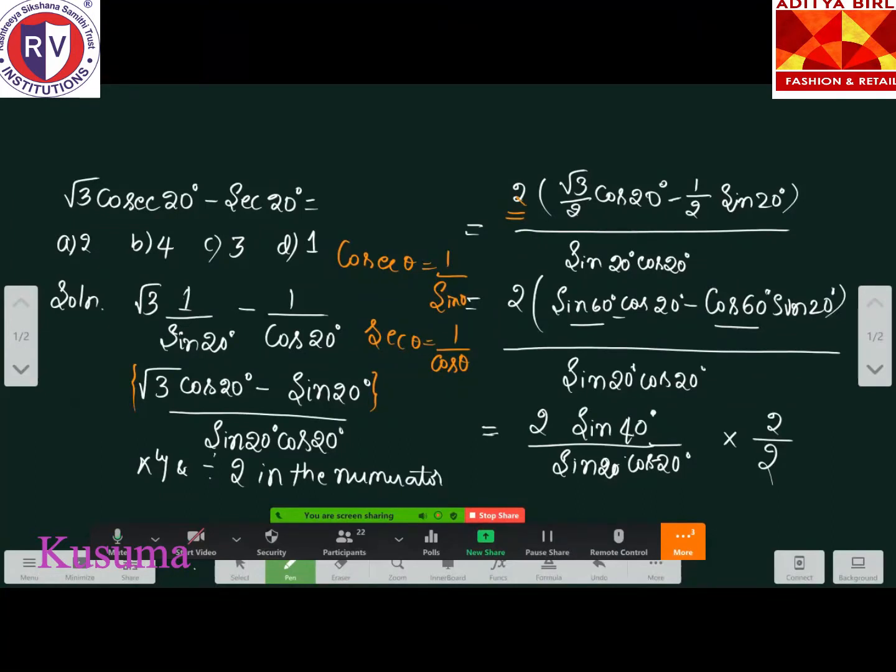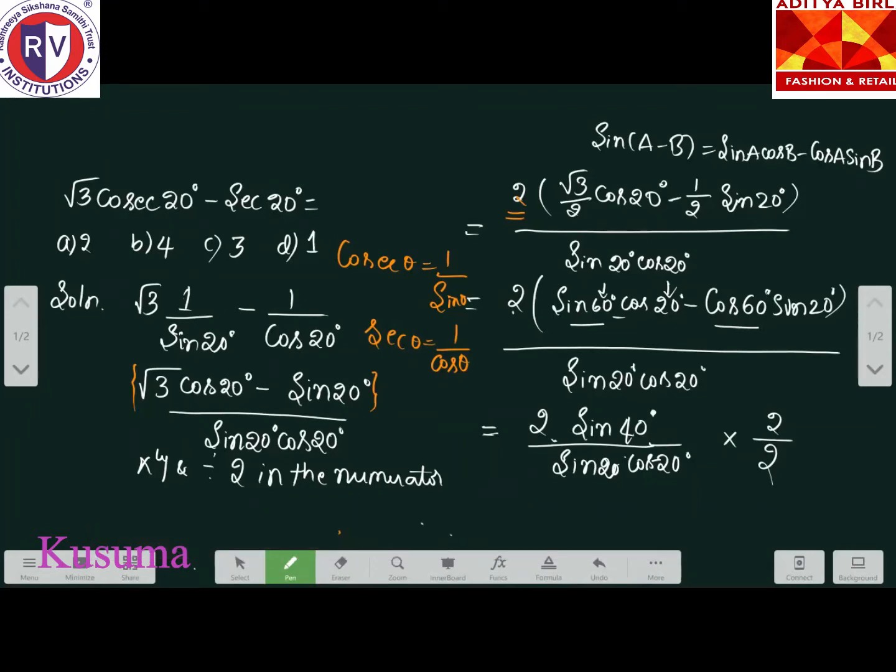And we know that sine of A minus B is sine A cos B minus cos A sine B, right? Yes, ma'am. Okay. So here, what is A? 60 degree and what is B? It is 20 degree. So sine of A minus B will be sine of 60 minus 20, that is sine 40 degree. So the 2 that is here is once again carried to the next equation, and this will be sine 40 degree divided by sine 20 into cos 20.